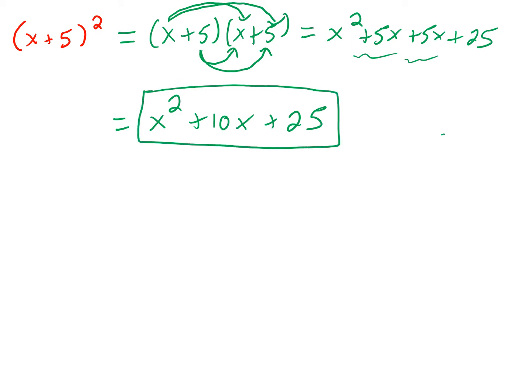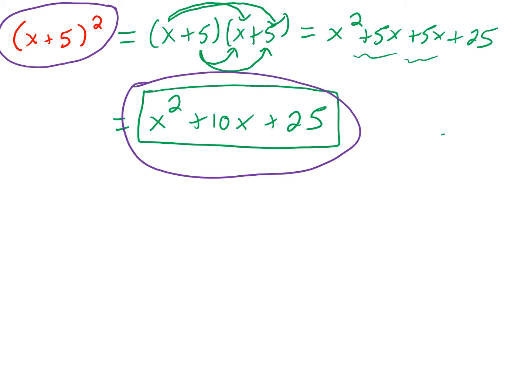In general, I want to get really fast at doing this without showing all the steps. I want you to basically go from the question here to the answer here, straight from there to there. So we're going to have to memorize a rule, which I'll give you in a second. But let me show you one more example real quick.